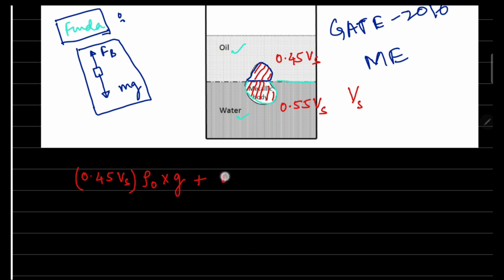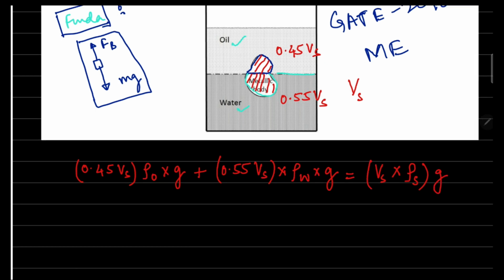Then 0.55 multiplied by Vs, the volume of solid, multiplied by rho of water, multiplied by G, will be equal to the total volume of solid multiplied by the density of solid multiplied by G. So this is our equation 1.